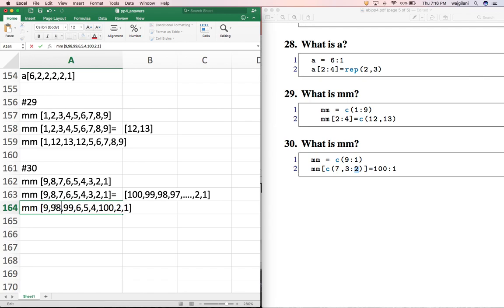And now that's it. There's no more values to be updated to the left of the equals, right? There were just 3 values. So all these other numbers, that's it. They're out of luck. It's done. And number 30, mm, ends with this value: 9, 98, 99, 6, 5, 4, 100, 2, and 1.